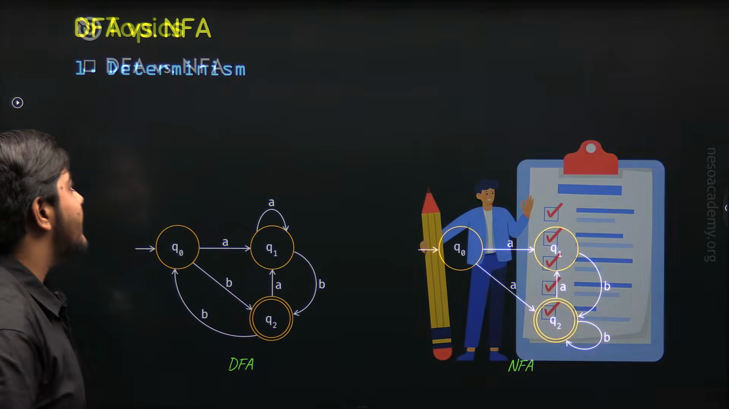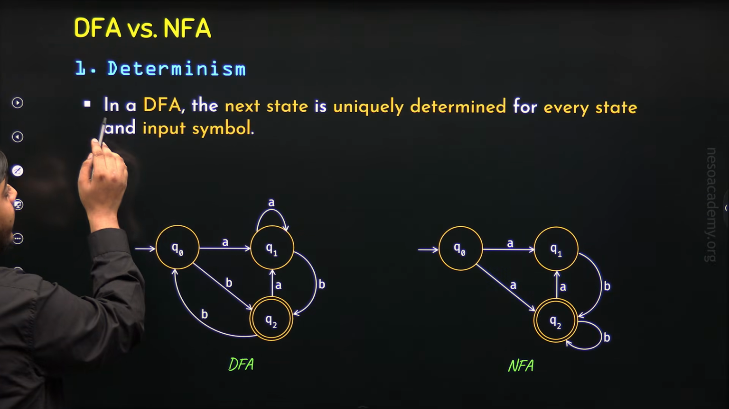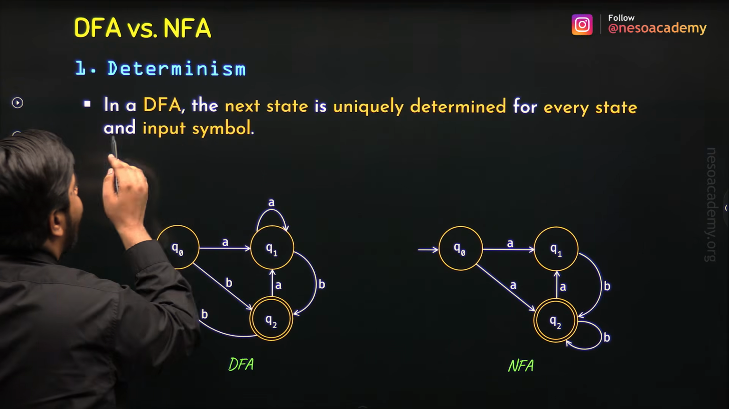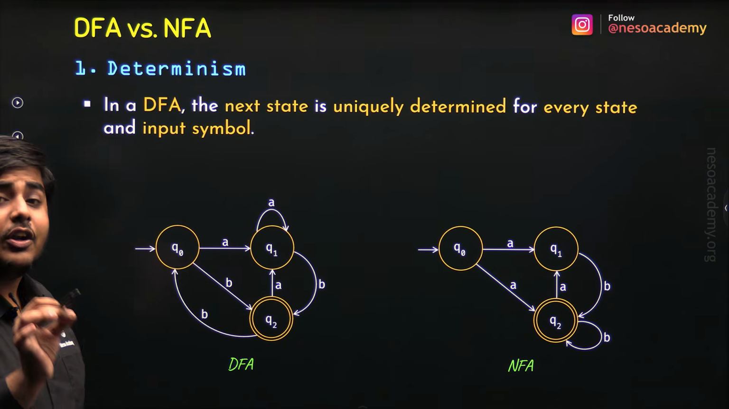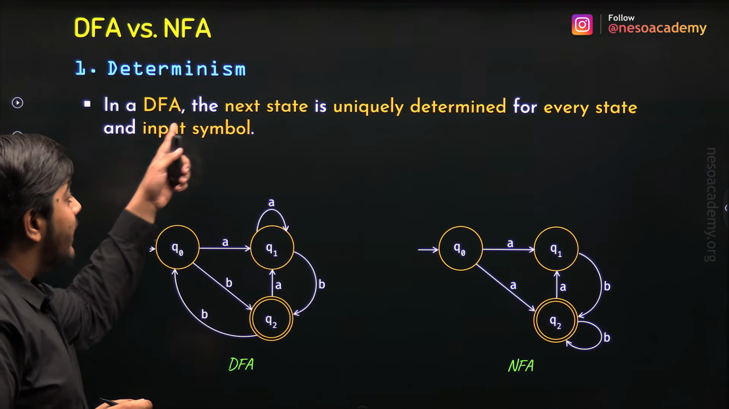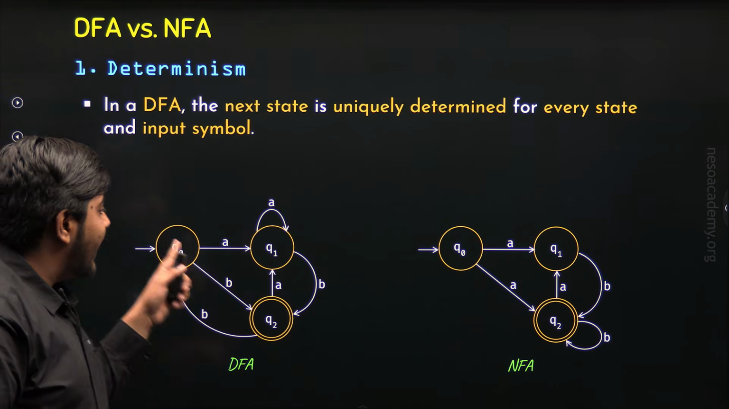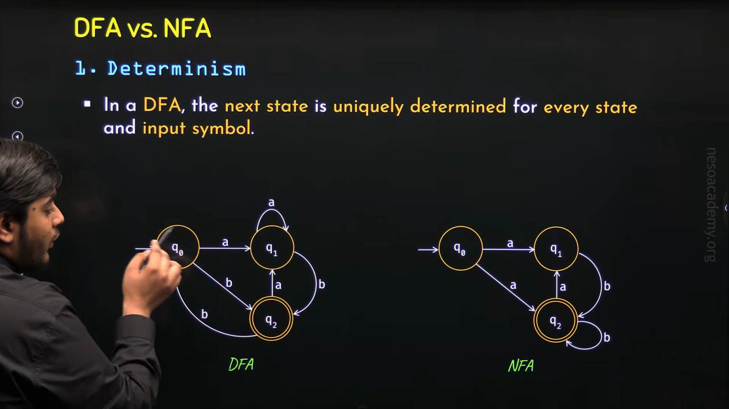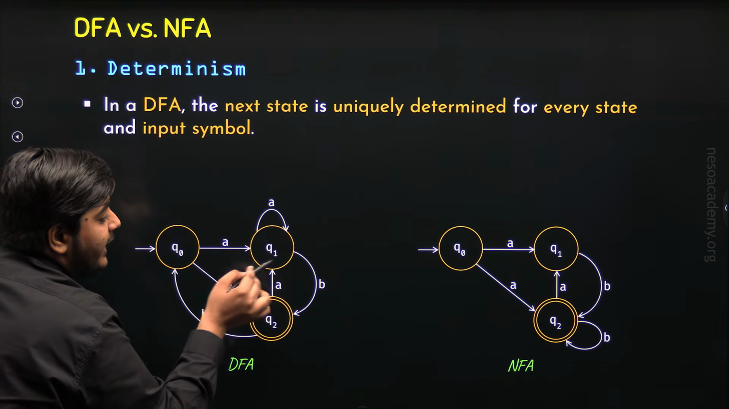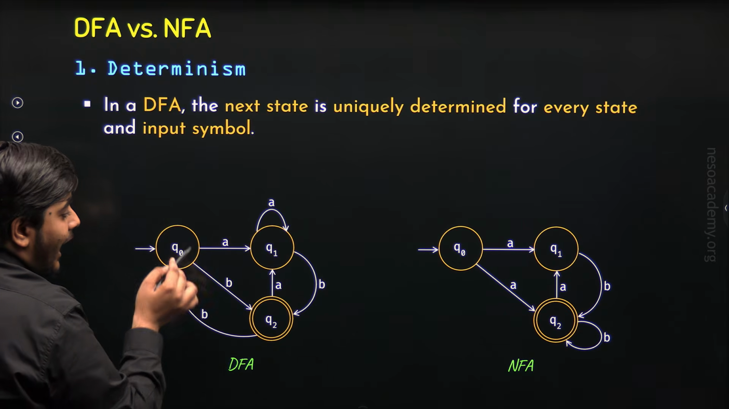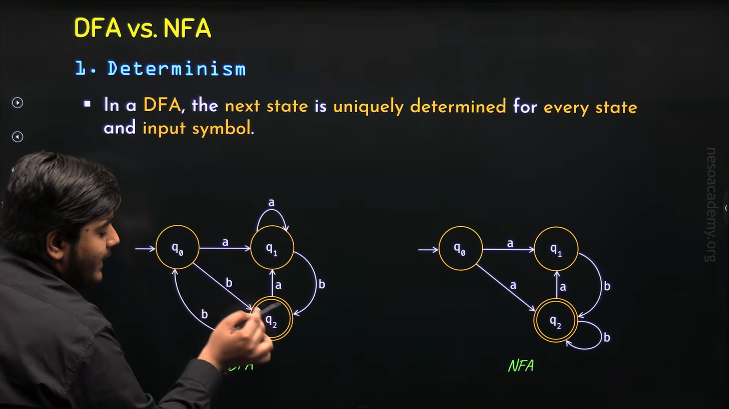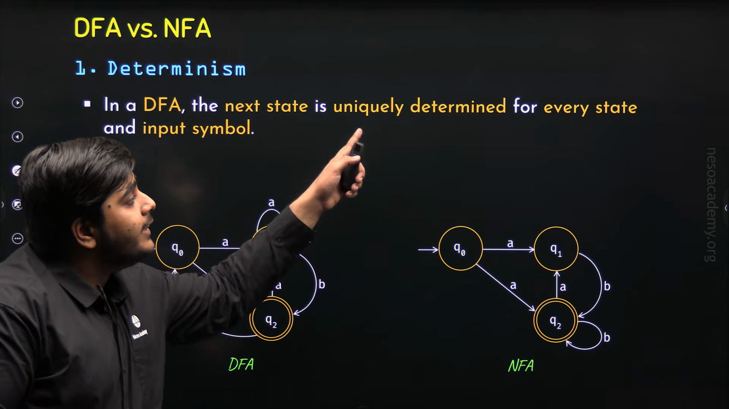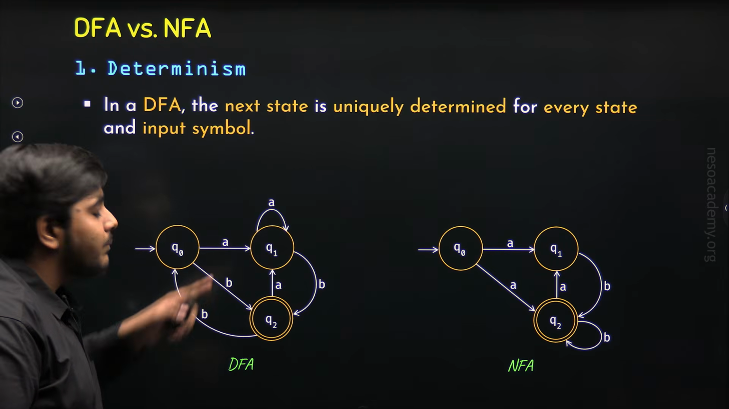So the first property is determinism. In a DFA, the next state is uniquely determined for every state and input symbol, which I have already told you that in case of DFA, the next state is unique. For every current state, we have one unique next state. Like in this diagram, you can see for the state Q0, we have only one unique next state on input symbol A. And for the current state Q0, we have only one next state Q2 for the input symbol B. That means the next state is uniquely determined for every state and every input symbol.